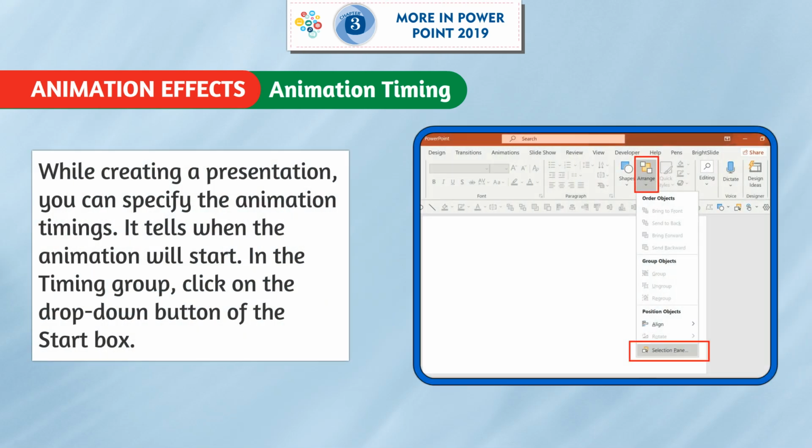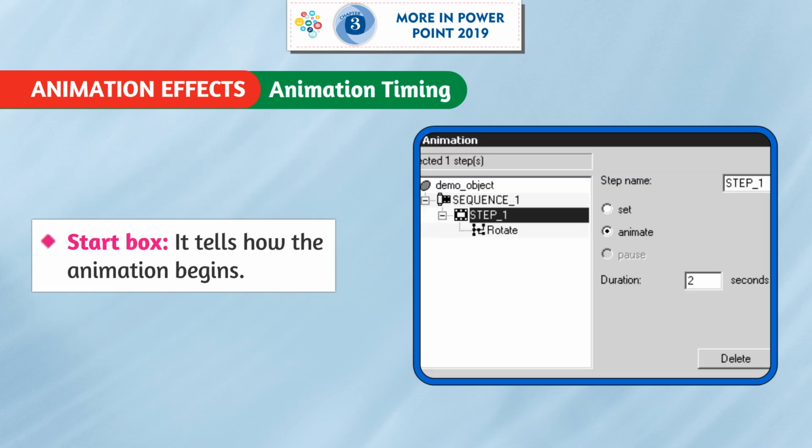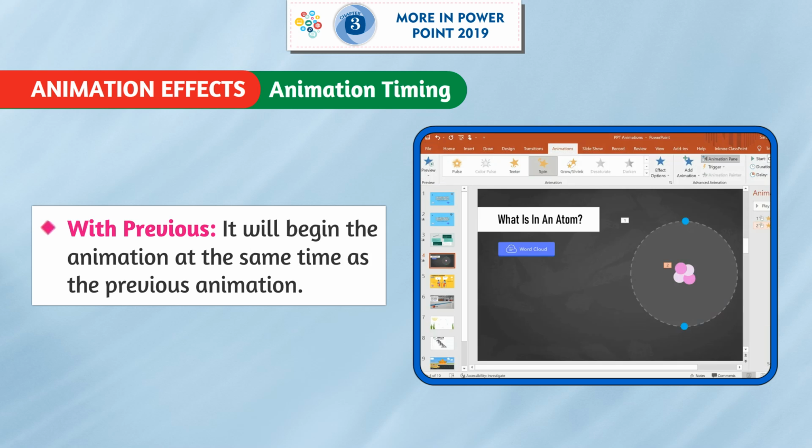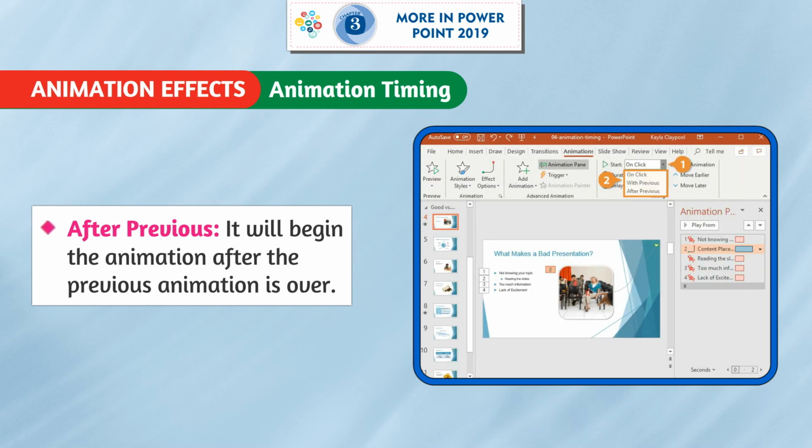Animation timing. While creating a presentation, you can specify the animation timings. It tells when the animation will start. In the timing group, click on the drop-down button of the Start box. Start box. It tells how the animation begins. On Click, it will begin the animation with the click of mouse. With Previous, it will begin the animation at the same time as the previous animation. After Previous, it will begin the animation after the previous animation is over.